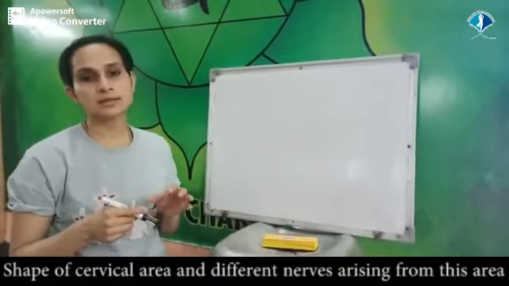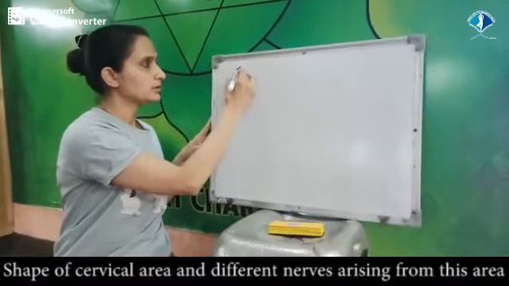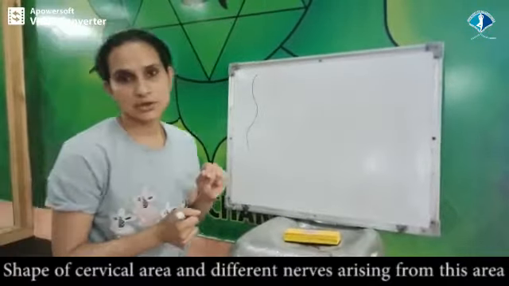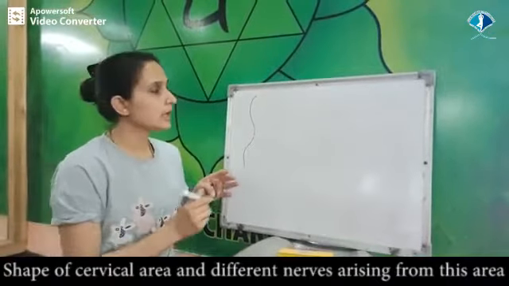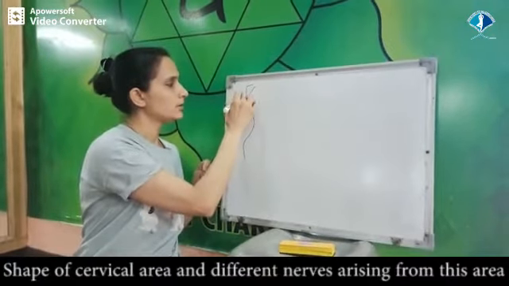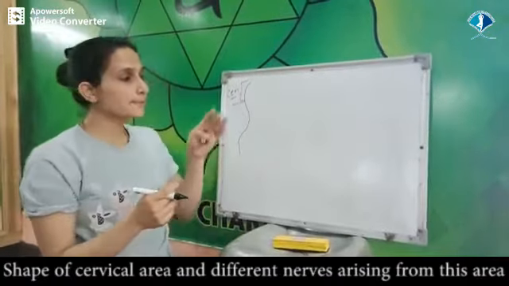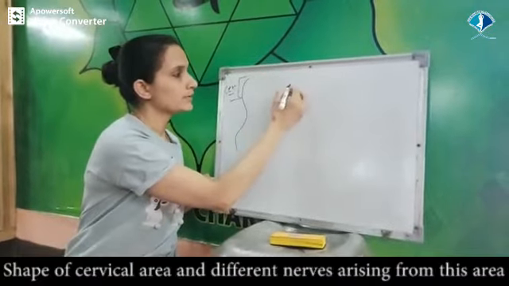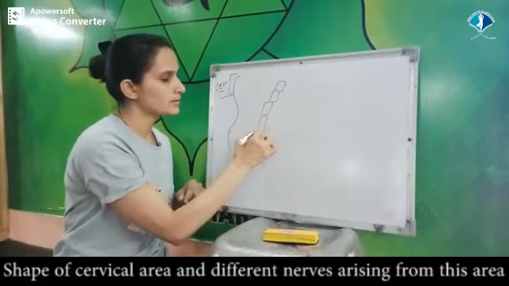So first of all, let's discuss the shape of the spine. Our spine is naturally S shape, not exactly an S shape, but somewhat similar to it. If we talk about our cervical area, this neck region, we have 7 vertebrae, 7 small bones in this area.